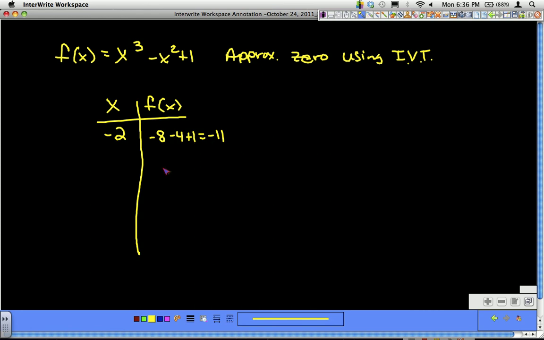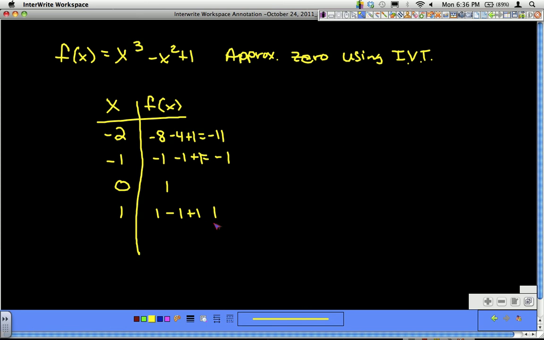All right, let's go to negative 1. If I put negative 1 to the third, I get negative 1. Negative 1 squared is 1, so we're subtracting 1, plus 1. And again, we're going to get negative 1. Let's put 0 in. So this and this are going away, and I just get 1. And if we put 1 in, 1 to the third is 1, minus 1 plus 1 is just 1.